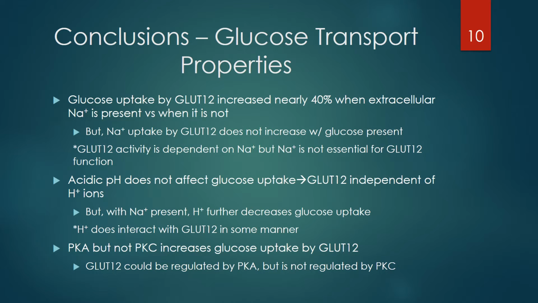Protein kinase A, on the other hand, causes an increase in glucose uptake by GLUT12, but not protein kinase C, which shows that GLUT12 could be regulated by protein kinase A, but not by protein kinase C.